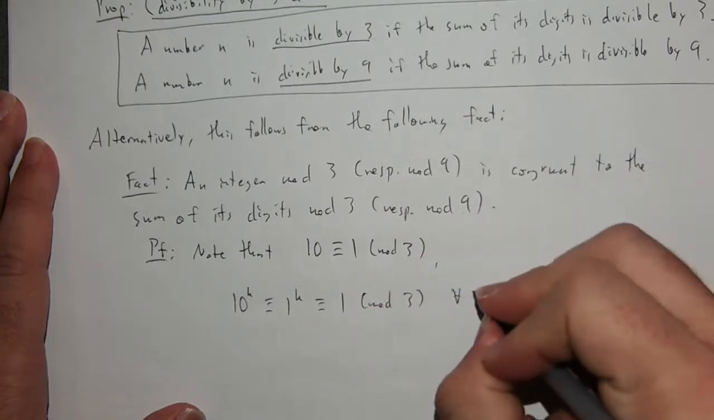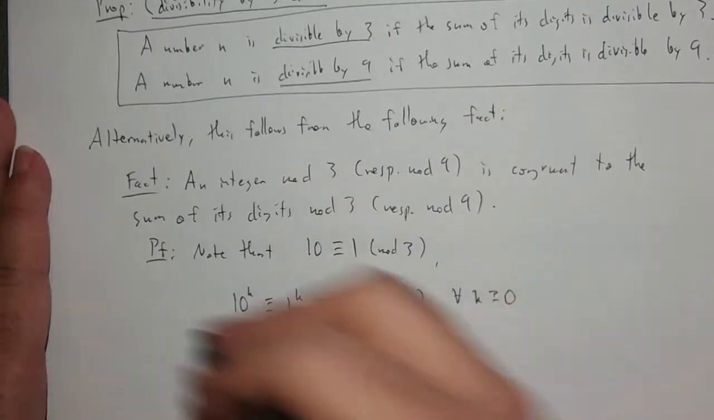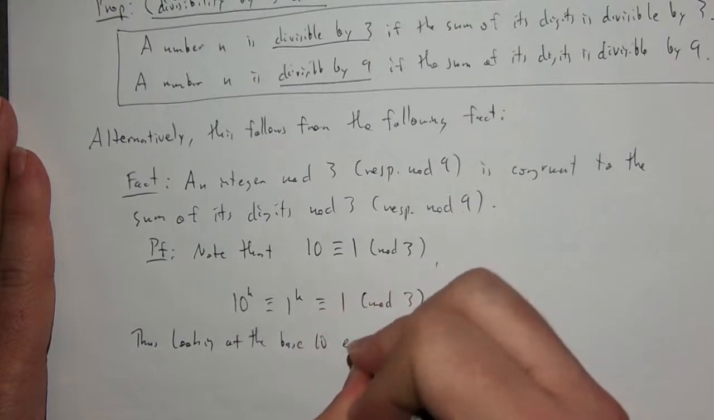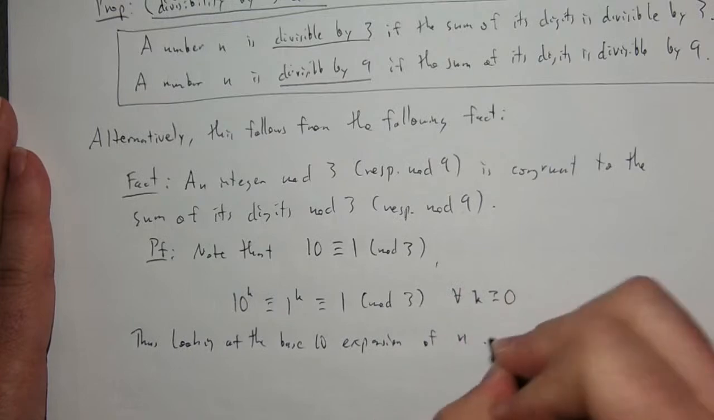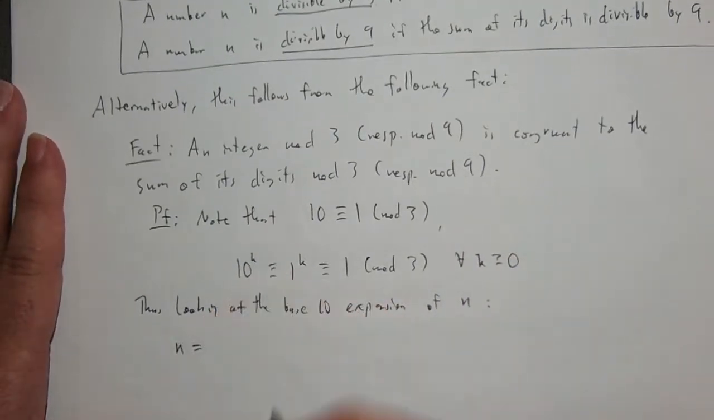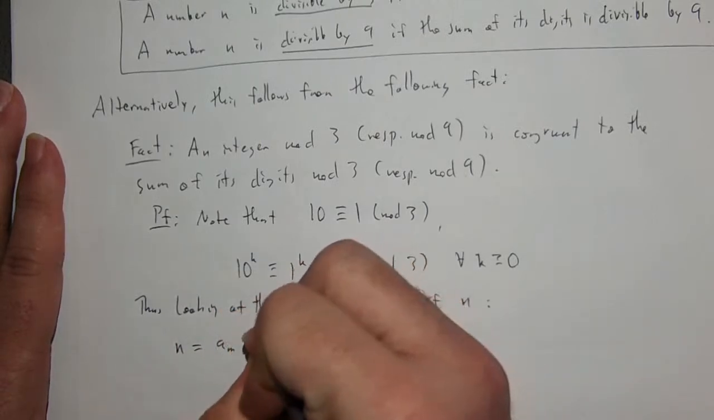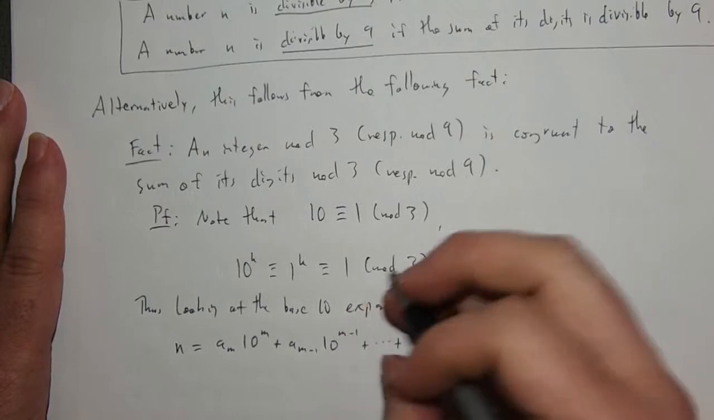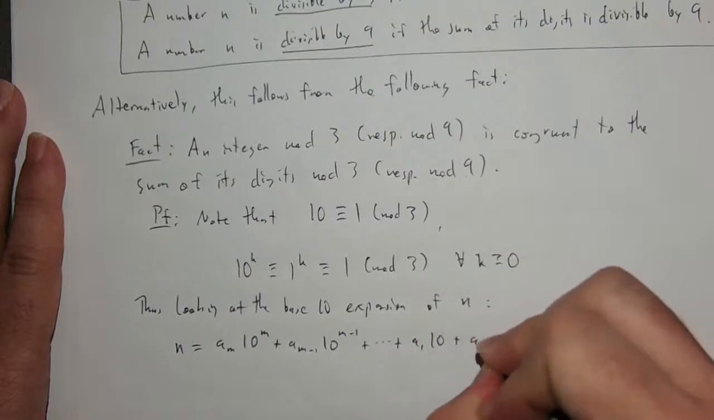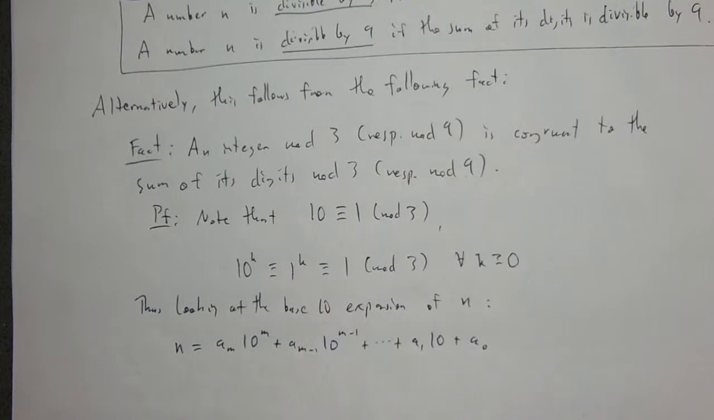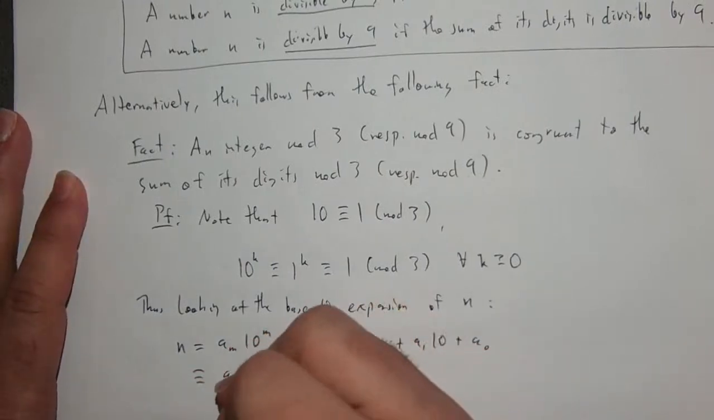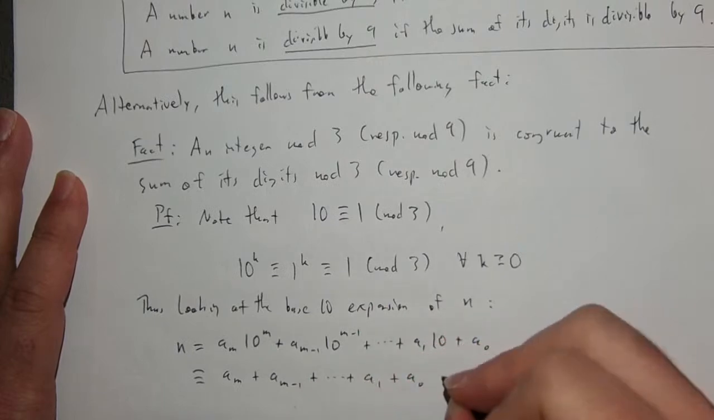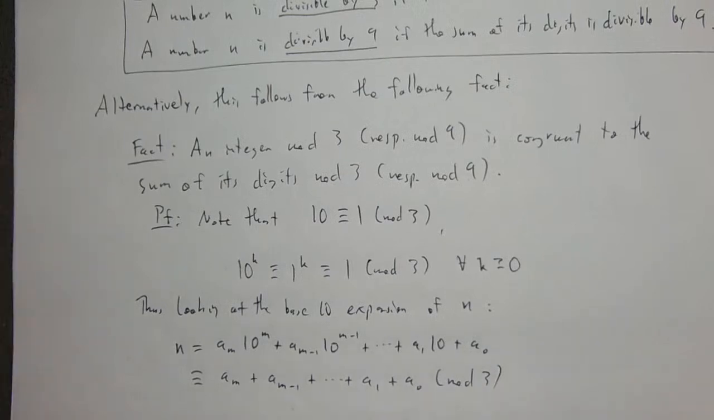And that's for any k. Doesn't matter what it is. Thus, looking at the base 10 expansion of n, what do I have? n can be written as a sub m times 10 to the m plus a sub m minus 1 times 10 to the m minus 1, and so on, all the way to a sub 1 times 10 plus a naught. But every single one of these powers of 10 I can replace with a 1 mod 3, right? So this is congruent to a sub m plus a sub m minus 1 plus, and so on, all the way to a sub 1 plus a naught mod 3, i.e. it's equal to the sum of its digits mod 3.